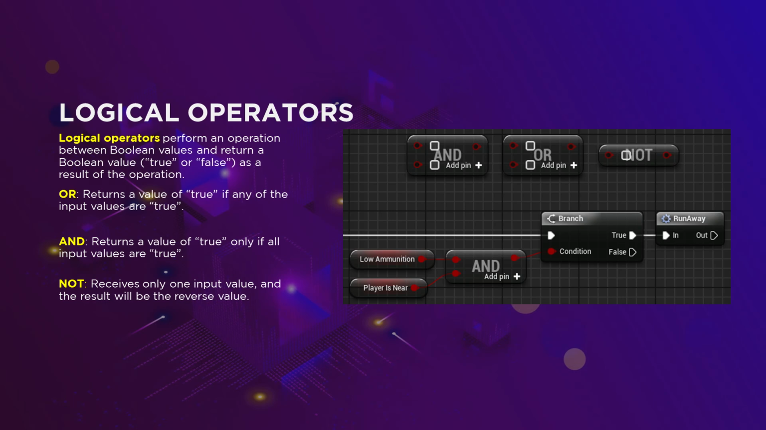The example on the right simulates a simple decision of an enemy in a game. If the enemy is low on ammo, the low ammunition variable, and the player is nearby, the player is near variable, then the enemy decides to run away.